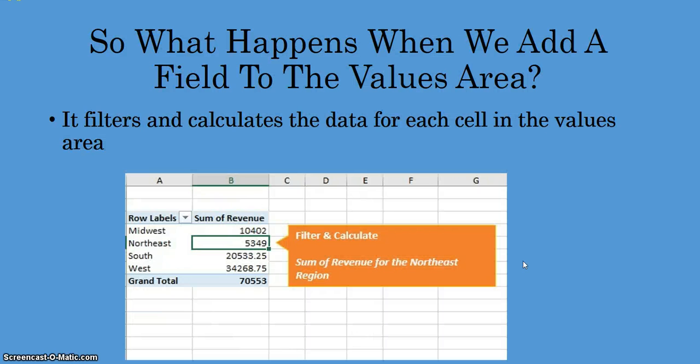So now what happens when we add a field to the values area? Well, it filters and calculates the data from the data source for each cell in the values area. Again, this is the snippet of the pivot table, and we want to summarize the total sales per region. So it goes to the data source and filters, finds all the values for the Northeast region, and then calculates or sums up all those values.